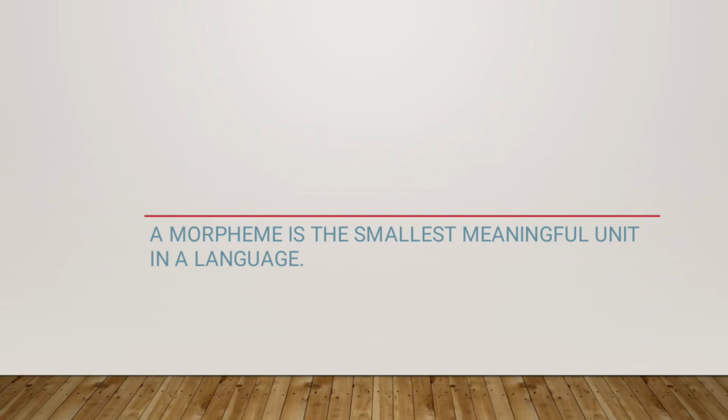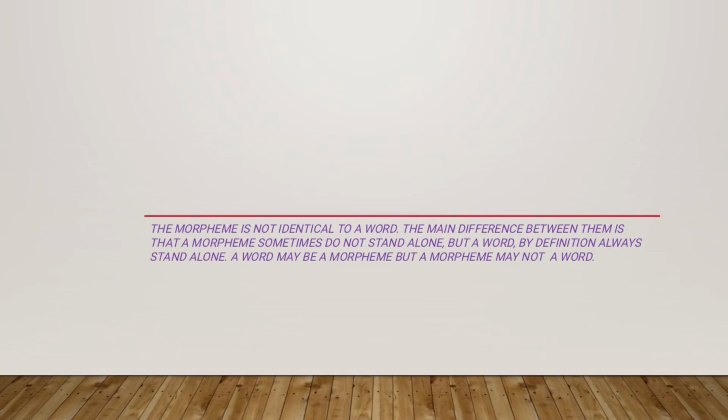A morpheme is the smallest meaningful unit in a language. The morpheme is not identical to a word. The main difference between them is a morpheme sometimes does not stand alone, but a word, by definition, always stands alone. A word may be a morpheme, but a morpheme may not be a word.